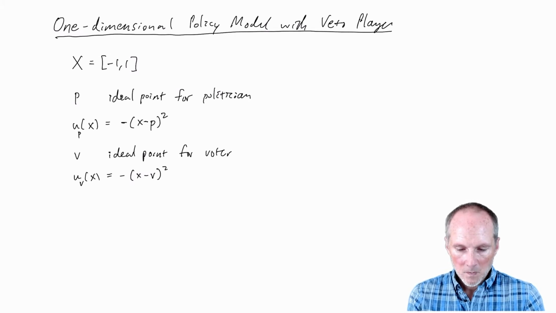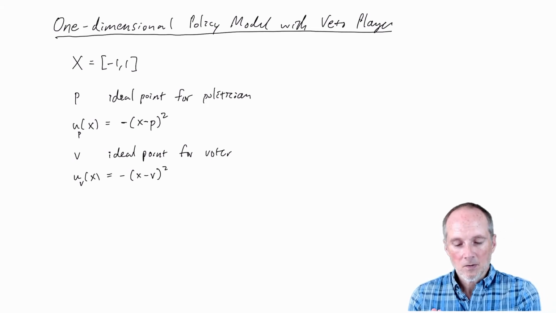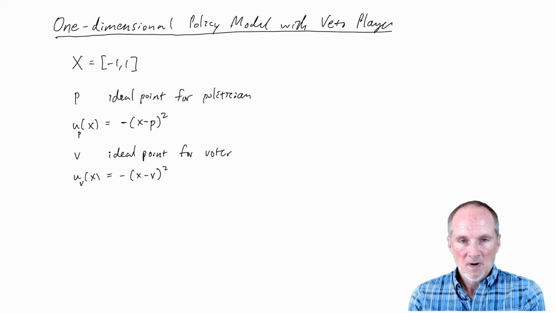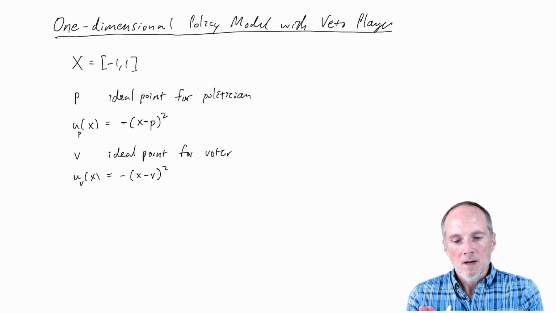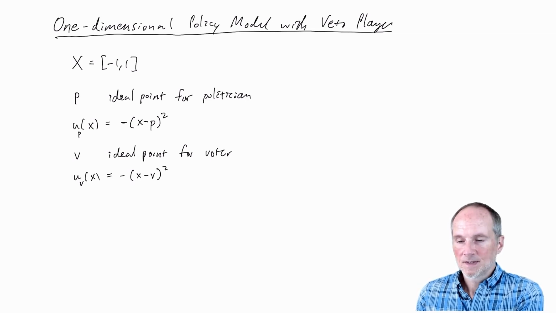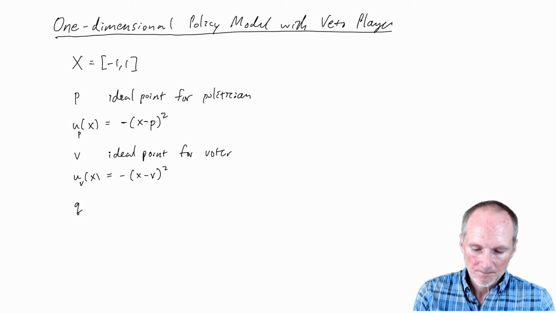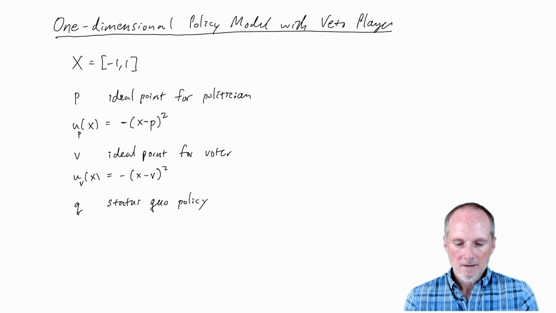All right. Last element that we need here. Let me get to it this way. We're going to imagine the politician making a policy proposal, and then the voter has to decide whether to approve that policy. But that means that the voter has to compare the proposal to something. That's something I'm going to call the status quo.